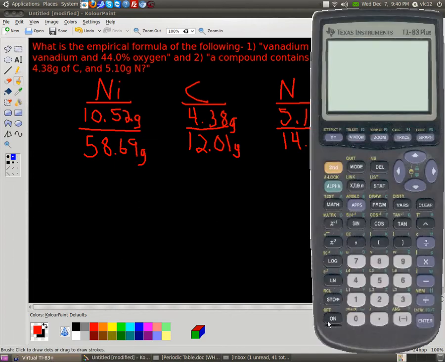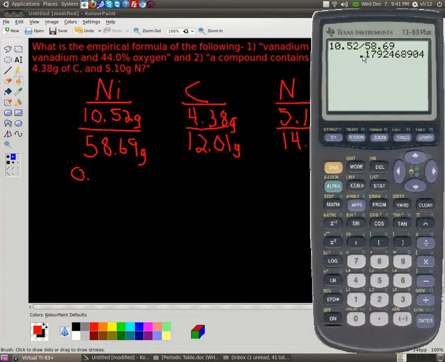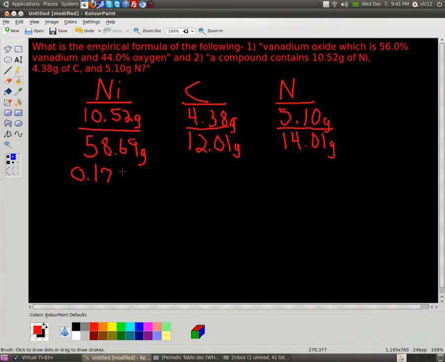Okay, I'll turn on my TI-83 Plus. That's virtual. Type in 10.52 and divide it by 58.69. Now this is the number of moles. Now I'm going to keep 4 sig figs because I have 4 sig figs on this one. That's 0.1792.